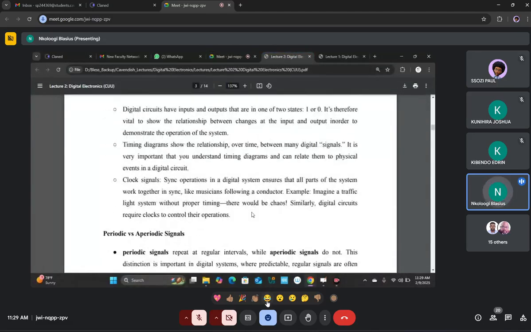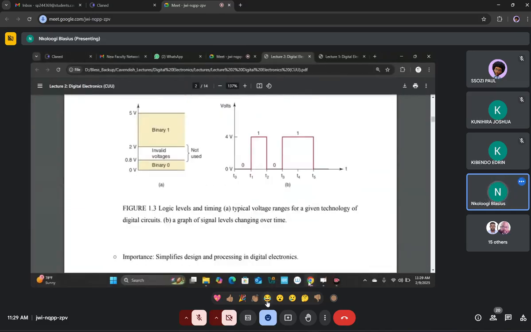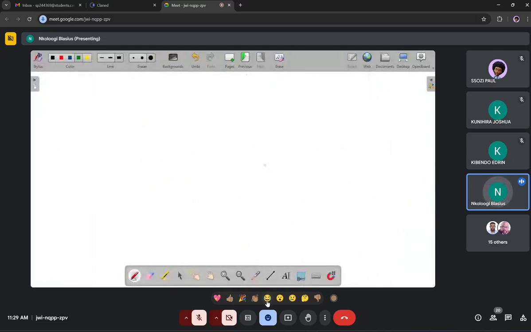In brief, I said again that signals could either be represented by sine waves. A sine wave is something like this.